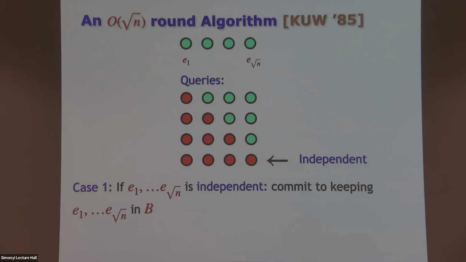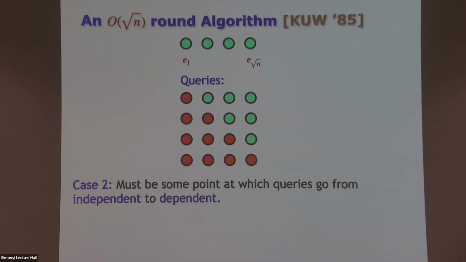And so let's think about what happens. Let's imagine, case one, that when you query all square root n of these elements, the query is in fact independent. This is actually great news for us. It's almost saying that we found a whole group of square root n independent elements. And so we're just going to take those elements and add them to our basis. You're just going to commit to keeping E1 through E square root n inside your basis B.